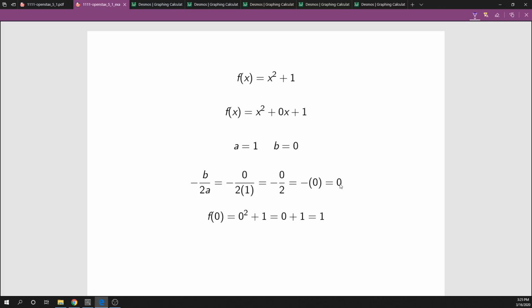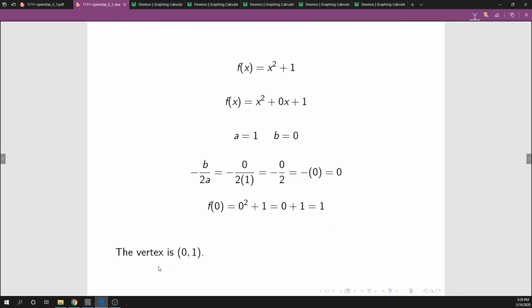And then to find the y coordinate, all we need to do is plug 0 back into this function and get, so take that 0, right, plug it right back in here for x, and in here we get 0 squared plus 1. 0 squared is 0, and then adding 1, I get 1. So that makes the vertex 0, 1.